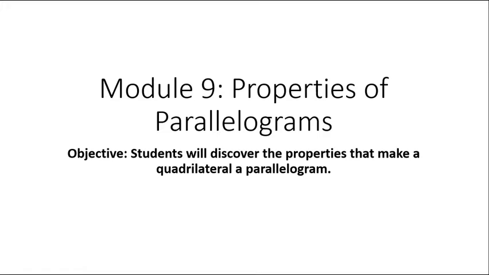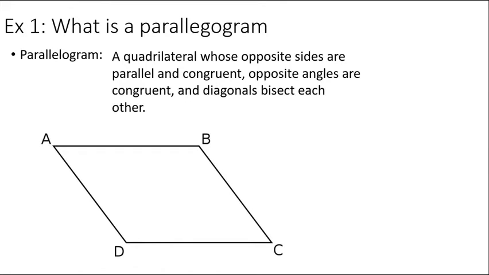Okay, so today we're going over Module 9, called Properties of Parallelograms. And the objective is students will discover the properties that make a quadrilateral a parallelogram. So if you go into our first example here, it says, what is a parallelogram? So the definition of a parallelogram is it's a quadrilateral whose opposite sides are parallel and congruent, opposite angles are congruent, and diagonals bisect each other.